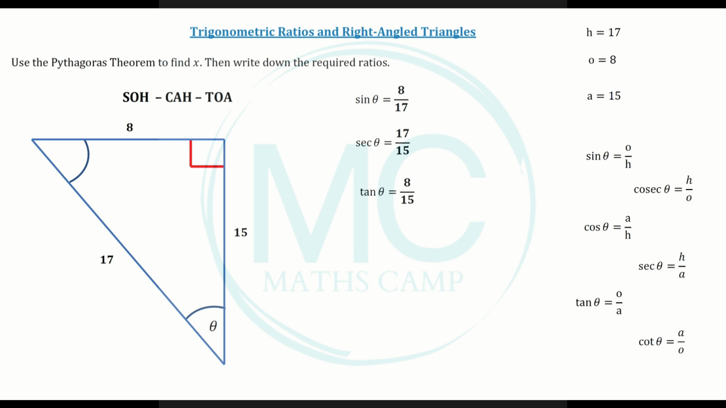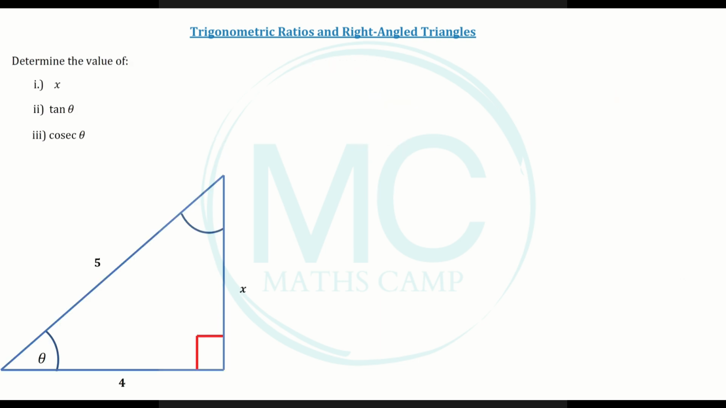Let's do one last example. Determine the value of x, tan theta, and cosec theta. Let's start by solving for x. To do this, we first have to find the hypotenuse. Let's draw a line from our 90-degree angle, and we see that this is our hypotenuse.